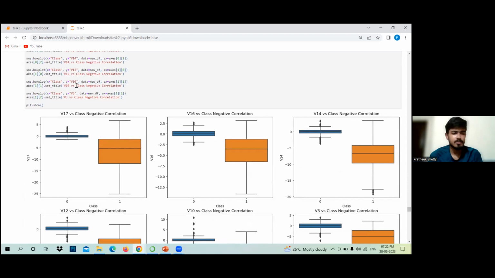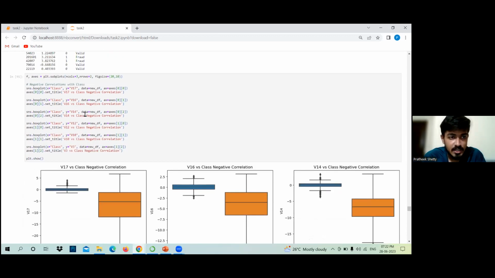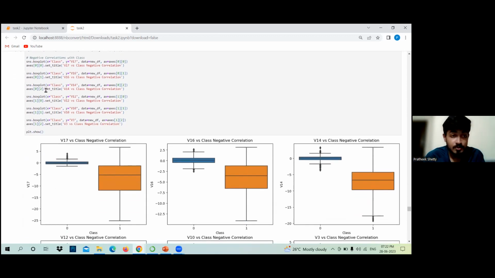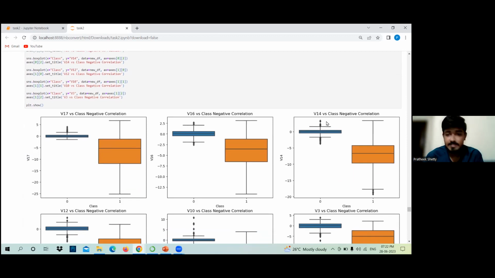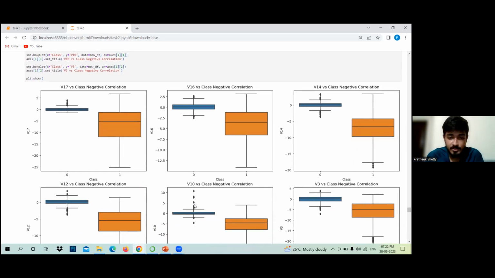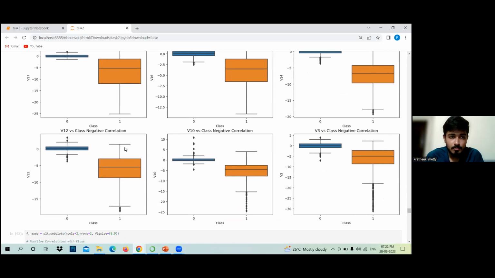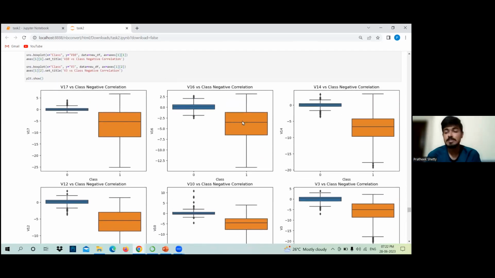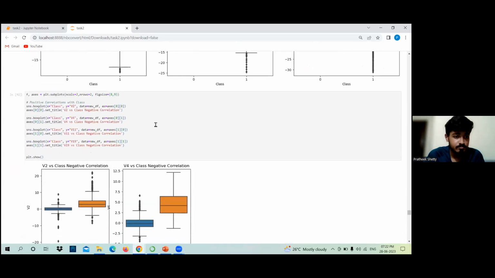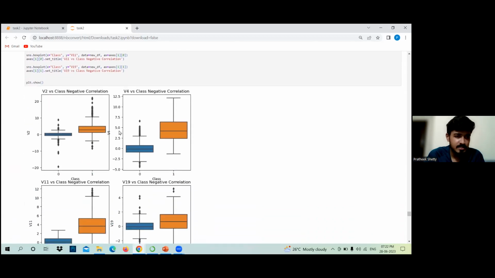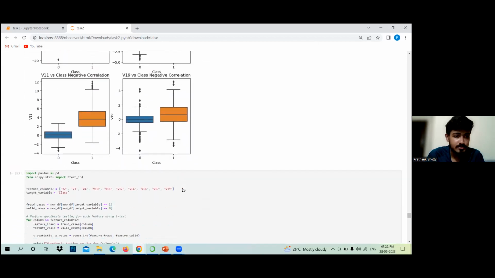And then I found the outliers in each of these negative correlations, V17, V16, V14, V12, V10, and V3. But since there are many data points in this negative correlation, I didn't really remove the outliers. And these were the outliers for positive correlation.